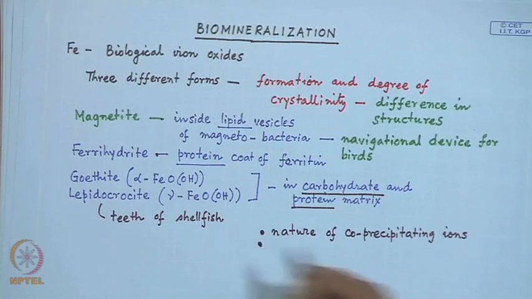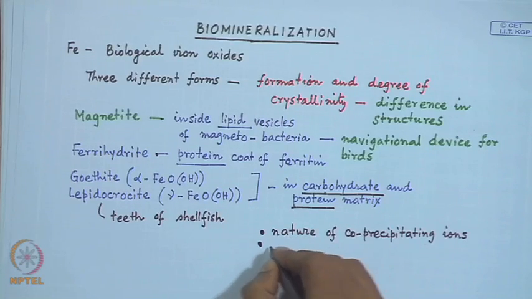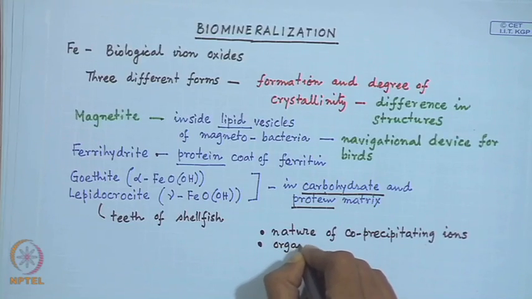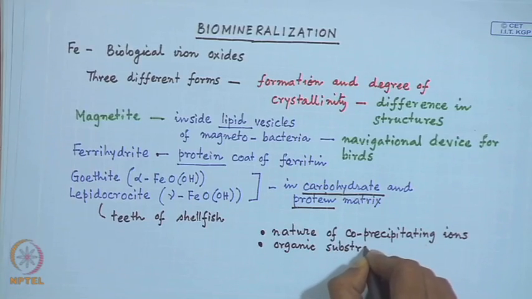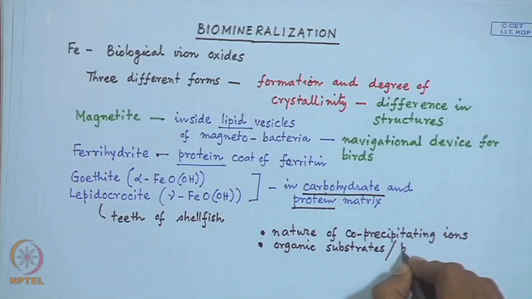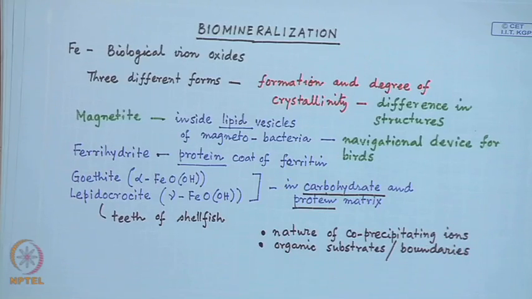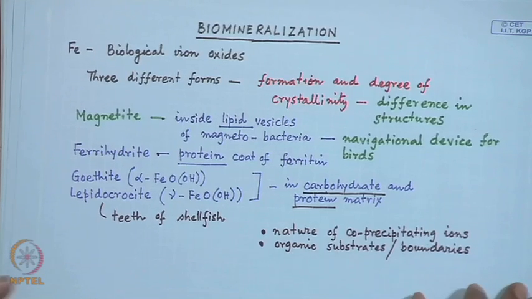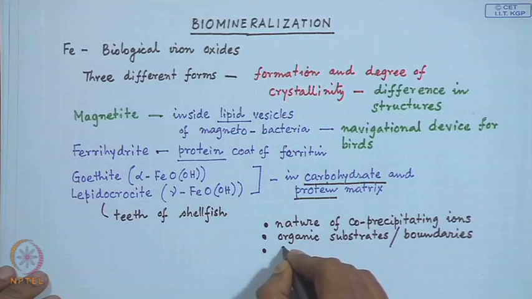Then we have seen that these lipid, protein and carbohydrate matrices are the corresponding organic substrates. Those organic substrates are also important, and they give us typical boundaries, as we have seen the phosphate boundaries in case of ferritin formation. So, these are the inside coating and the boundaries. Then we can have some surface defects.